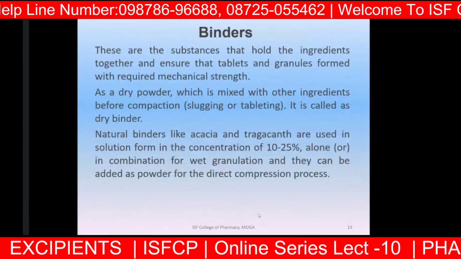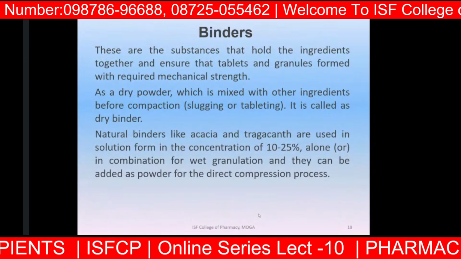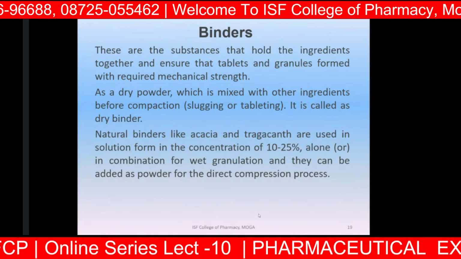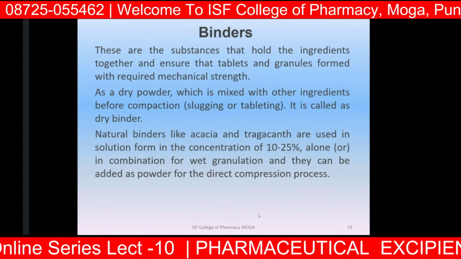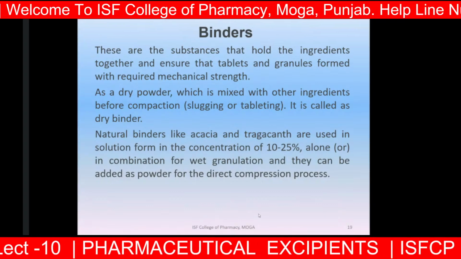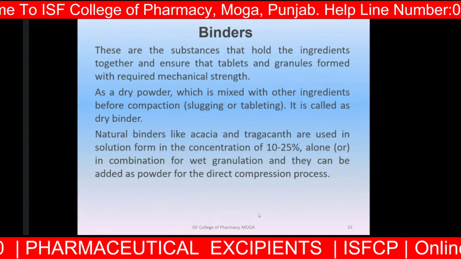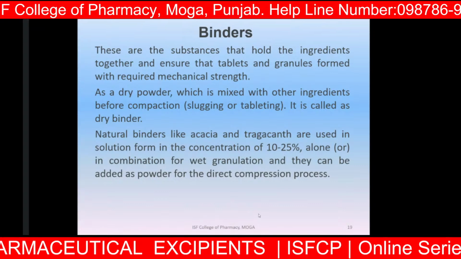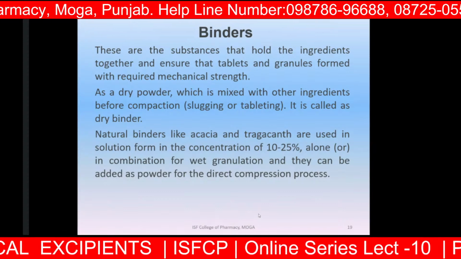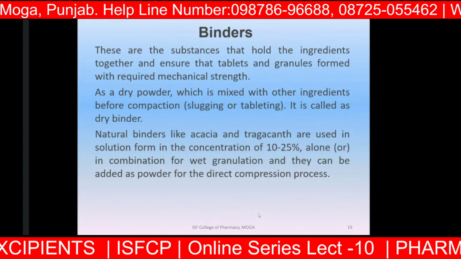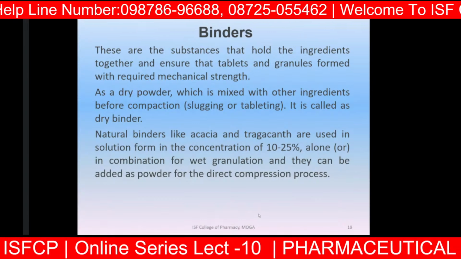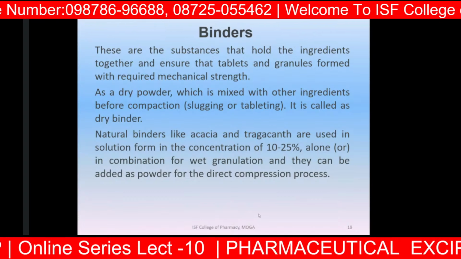Next category is binders. Binders are also called adhesives. These binders are substances that hold the ingredients together and ensure the tablets and granules are formed with the required mechanical strength. They also give volume to low active dosage drugs. They are added to the tablet and capsule either in dry form or in solution form. As a dry powder mixed with other ingredients before compaction, that is slugging or tableting, they are called dry binders.